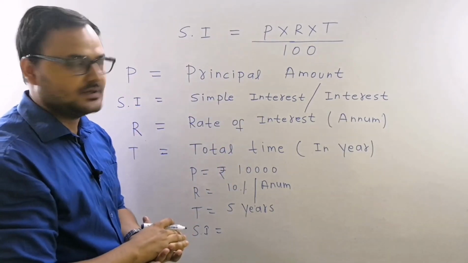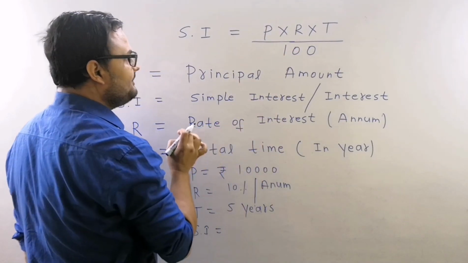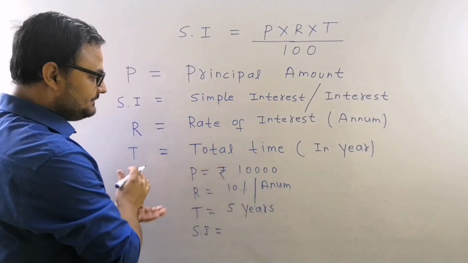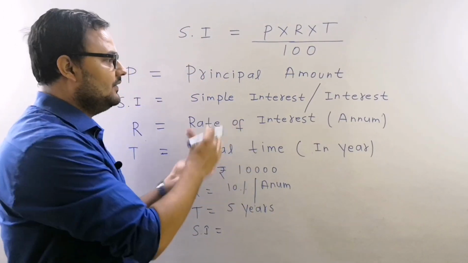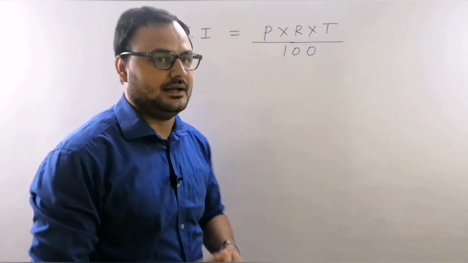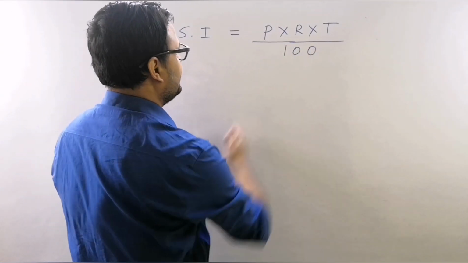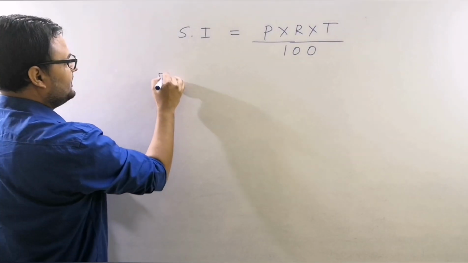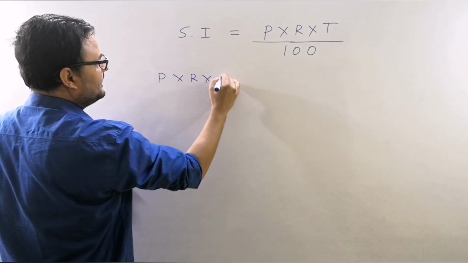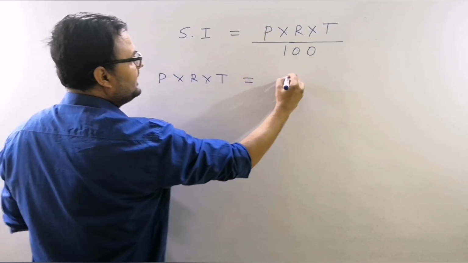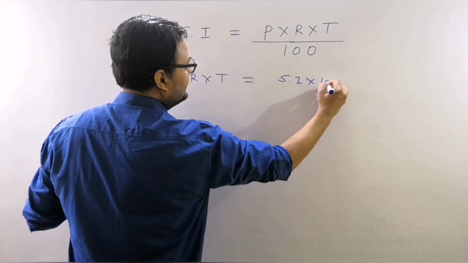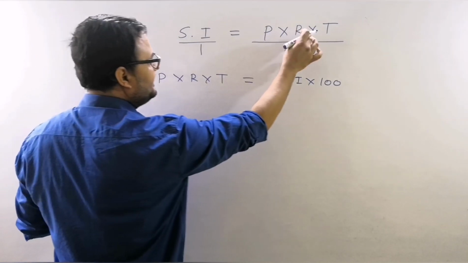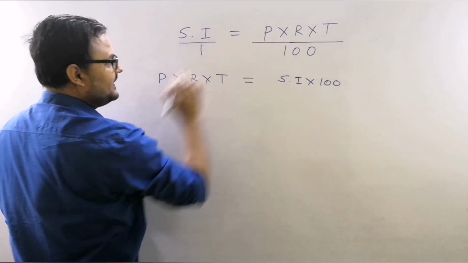So this is the formula, and based on that we can derive three more formulas. Suppose we have to find P, everything else is given. If we have to find rate, and if we have to find T. So we'll do them one by one along with some questions. Now the formula of SI is P into R into T by 100. So we can also write it as P into R into T, cross multiply, equal SI into 100, because the denominator is simply 1. Now do cross multiply, P into R into T equals SI into 100.